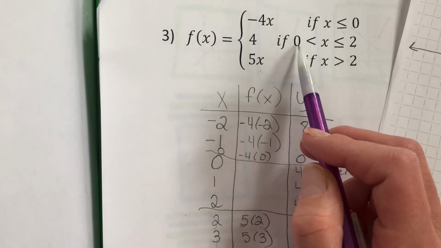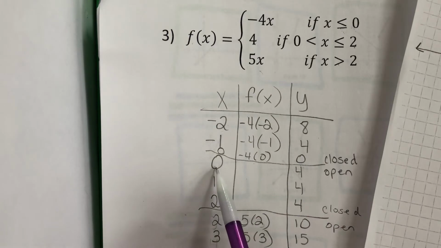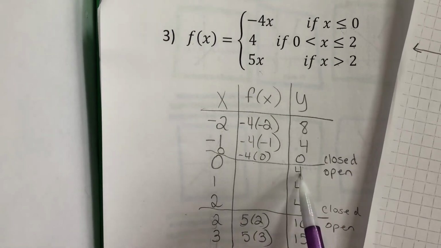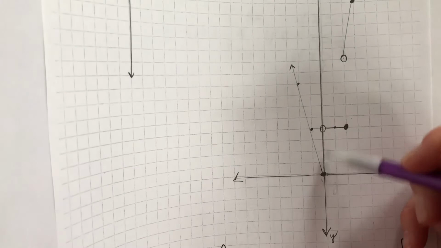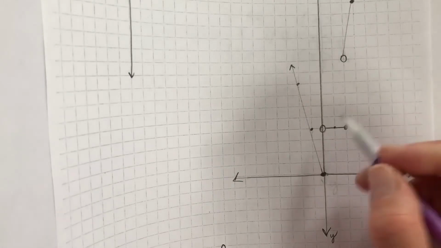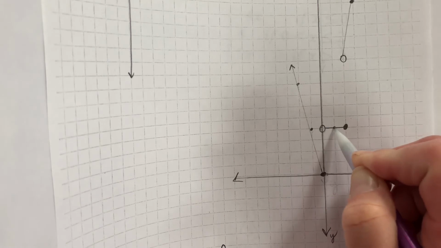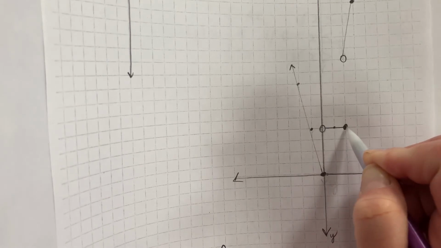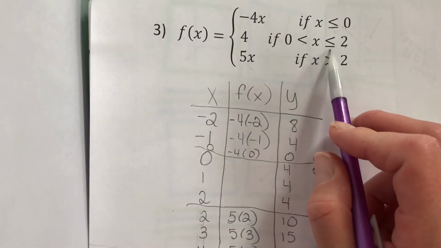0.00001, 0.1, 0.2, 0.3. So I'm not going to graph the 0, 4 as a closed dot because I can't include it. I'm going to graph 0, 4 as an open dot. And then the other points would be 1, 4 and 2, 4. Now 2, 4 has a closed dot because it's supposed to be equal to.